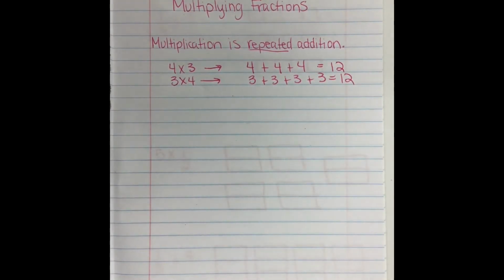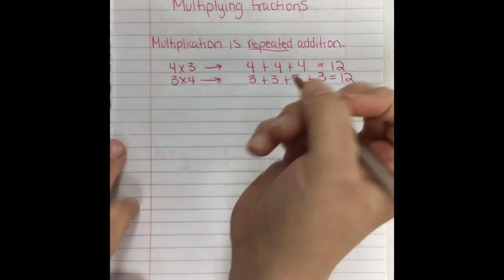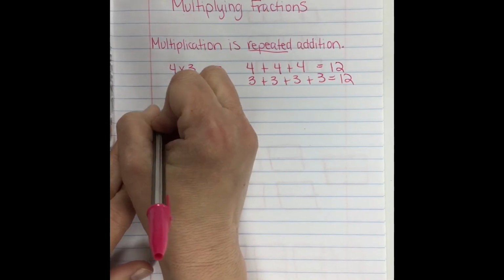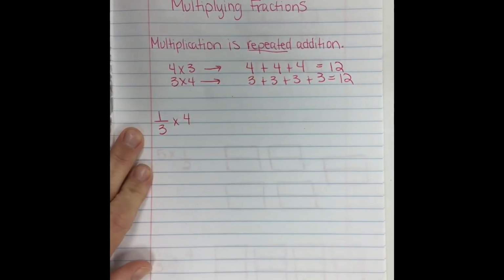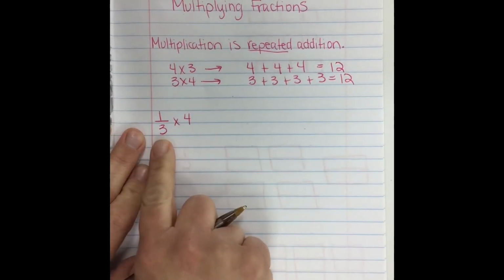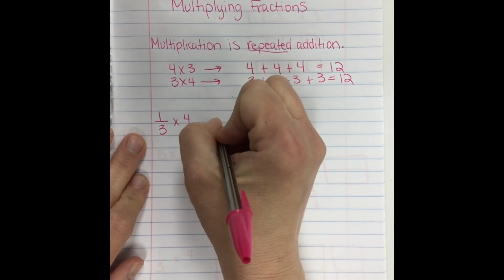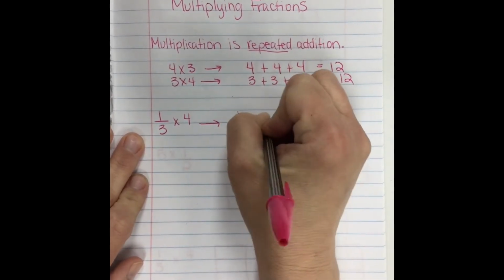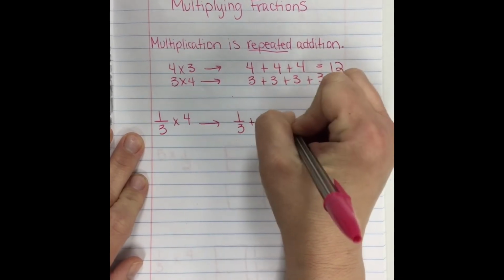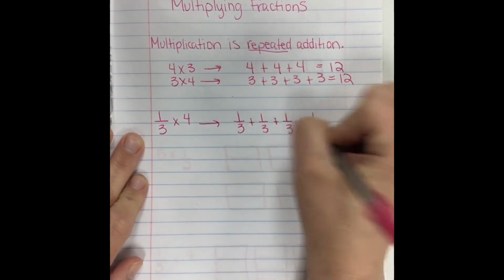Okay? Well, fractions is exactly the same way, because we only deal with multiplying fractions times whole numbers. So, if I have the number 1/3 times 4, I'm going to take the number 1/3 and I'm going to write it 4 times. So it's going to look like this. 1/3 plus 1/3 plus 1/3. That's 3. One more, 1/3.